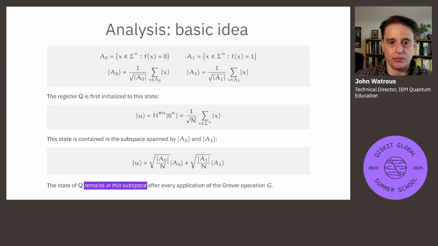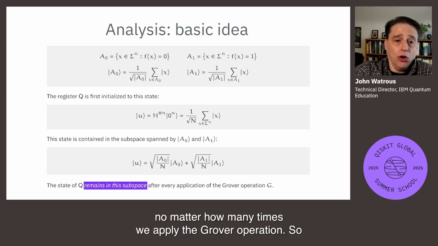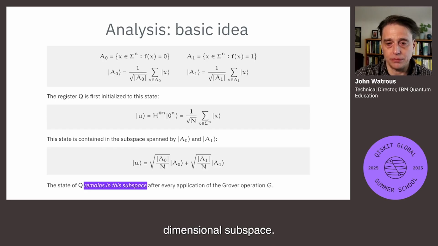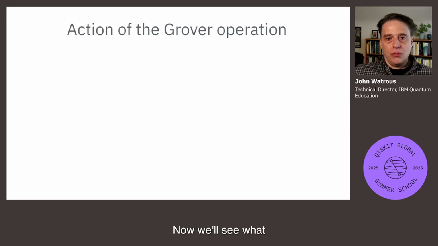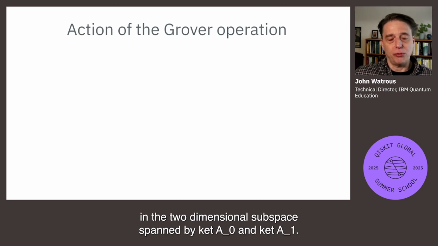U. Now the key to the entire analysis is the fact that the state of Q remains in this two-dimensional subspace no matter how many times we apply the Grover operation. So everything is going to boil down to what happens in a two-dimensional subspace. Now let's see what the Grover operation does, and in particular, what it does to vectors in the two-dimensional subspace spanned by ket A0 and ket A1.